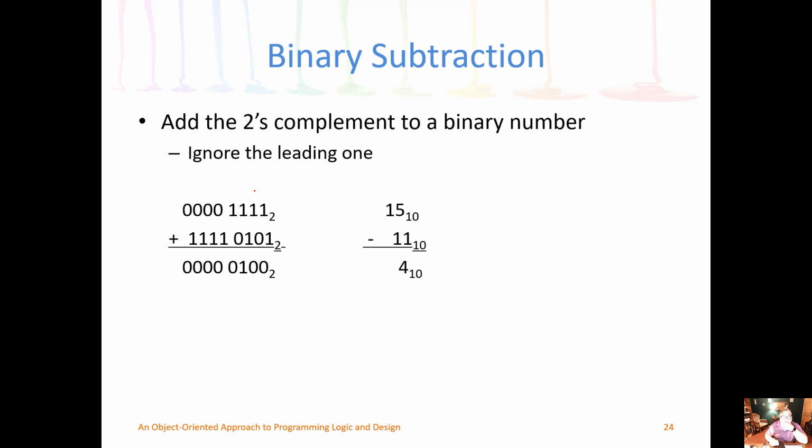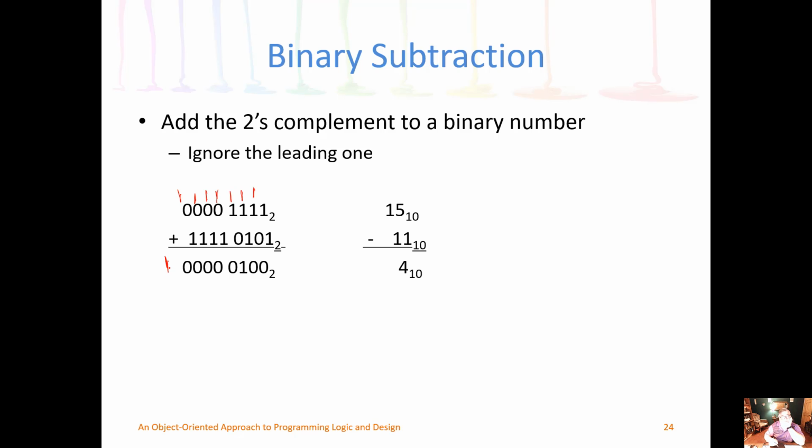1 and 1 is 0. Carry the 1. 0 and 1 is 1, plus a 1 is 0. Carry the 1. 1 and 1 is 0, plus 1. Carry the 1. 1 and 1 is 0, plus 0. Carry the 1. 1 and 0 is 1, plus 1 is 0. Carry the 1. 1 and 0 is 1, plus 1 is 0. Carry the 1. 1 and 0 is 1, plus 1 is 0. Carry the 1. And 1 and 0 is 1, plus 1 is 0. And then there should be a 1 out here to make it really correct.